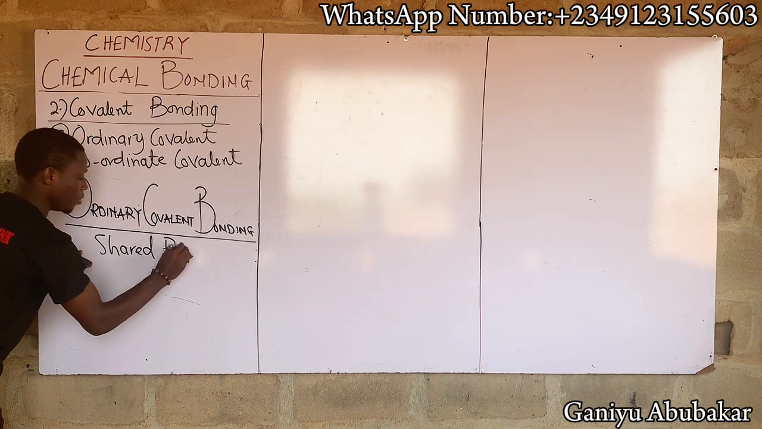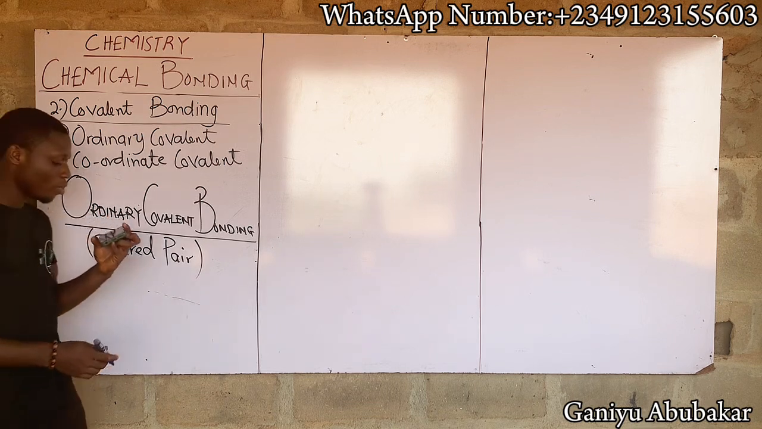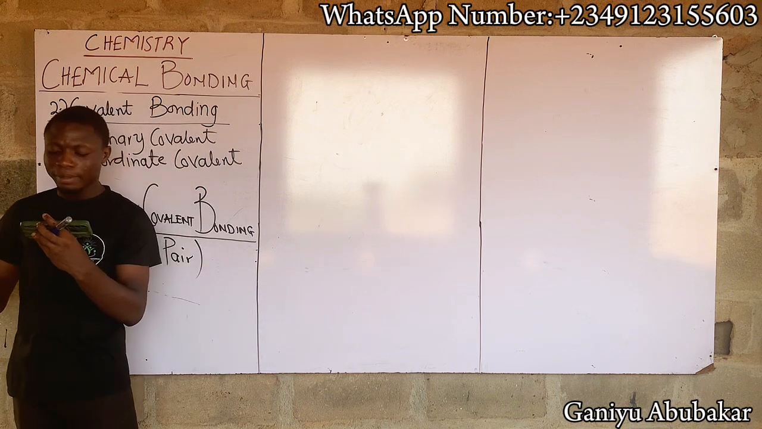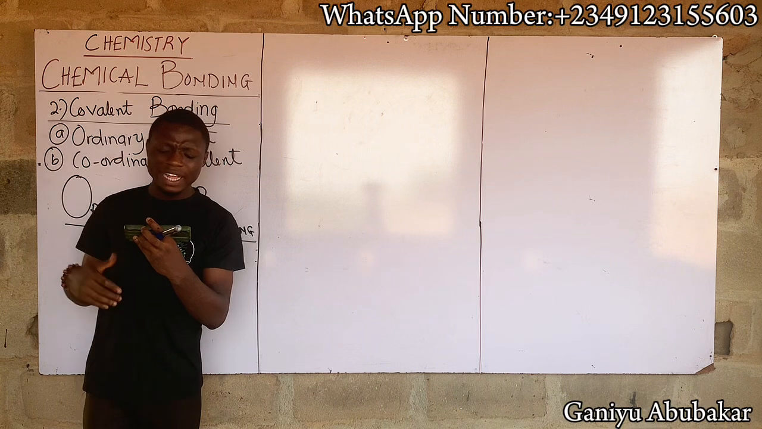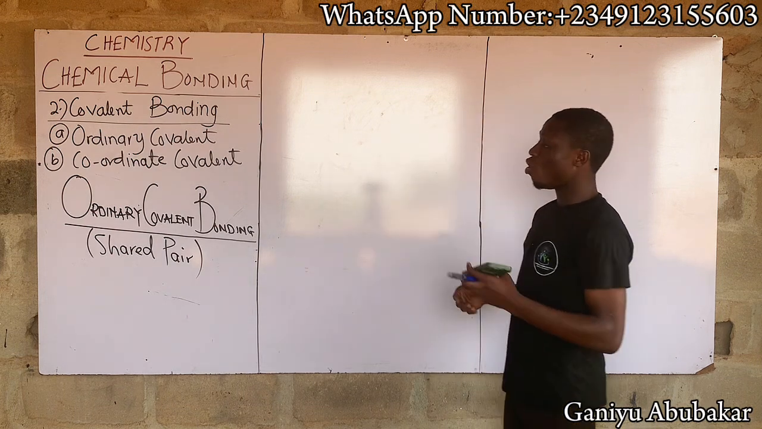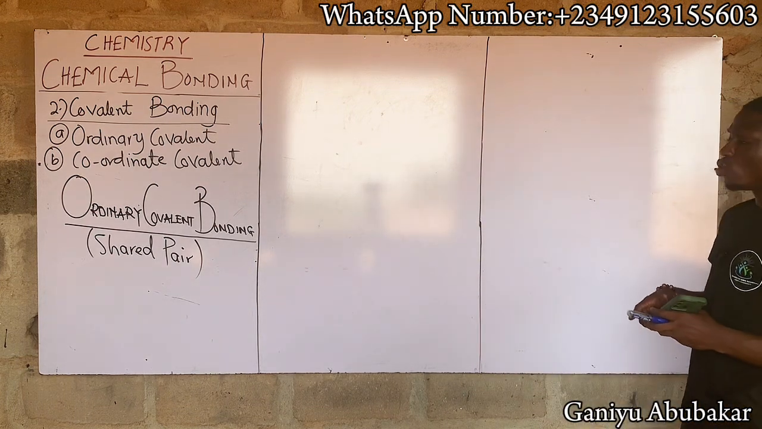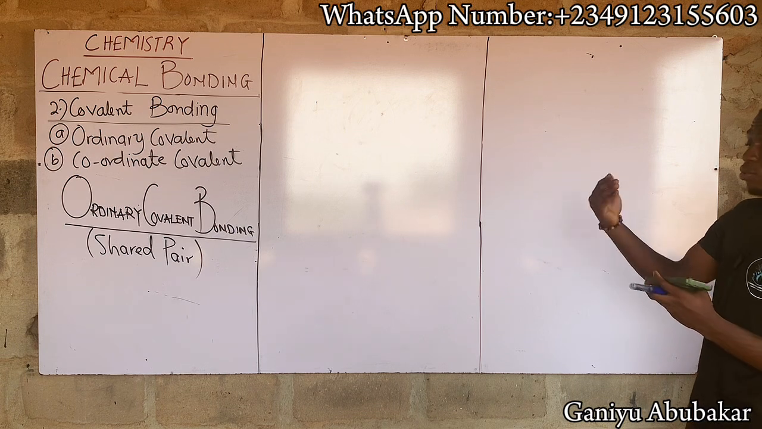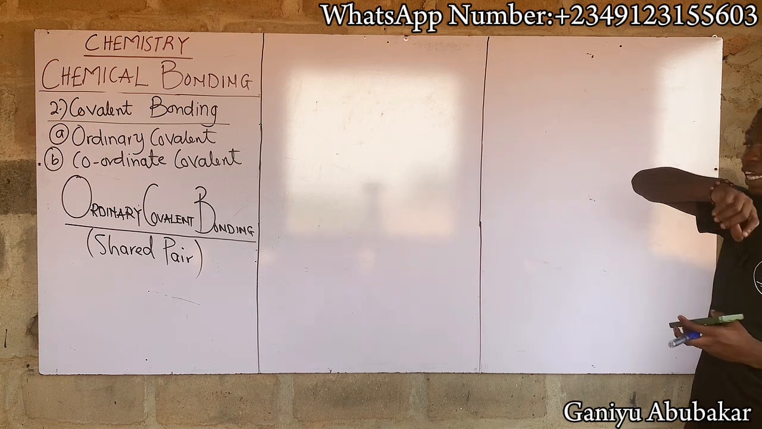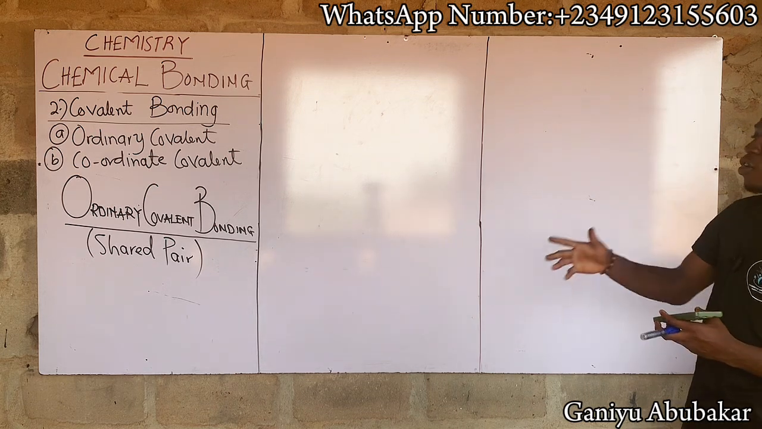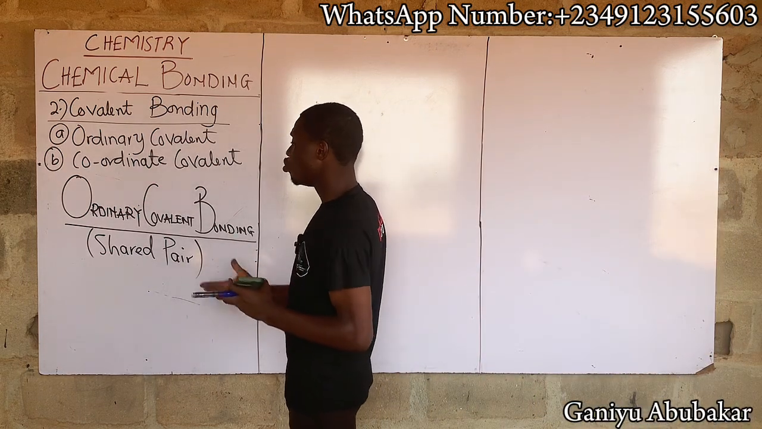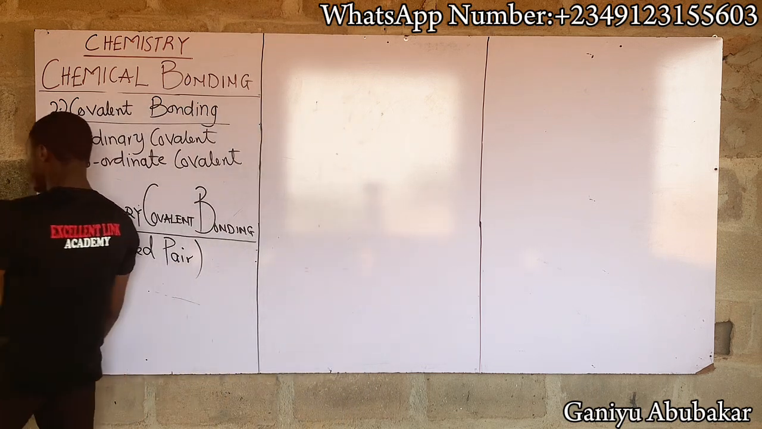Shared pair. So I'm saying that the pair of electrons shared is called a shared pair. Let's look at examples of ordinary covalent bonding, so that you can identify them in the exam. Last class I gave you about 5 examples for covalent bonding. For ordinary covalent bonding, let me give you the kinds of examples you should expect.